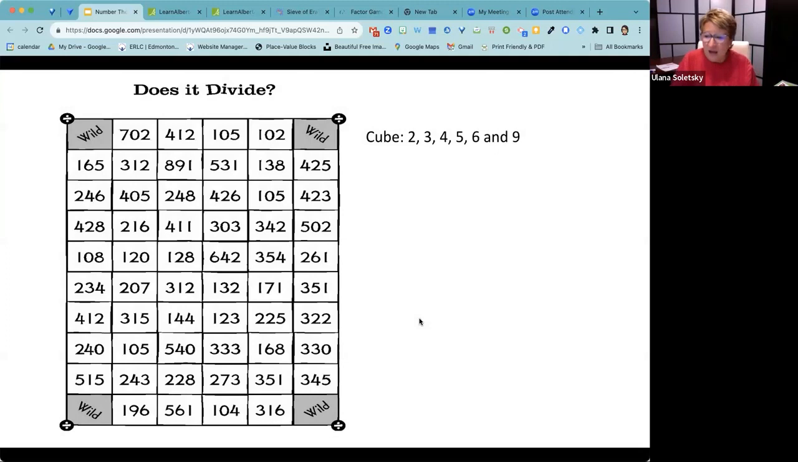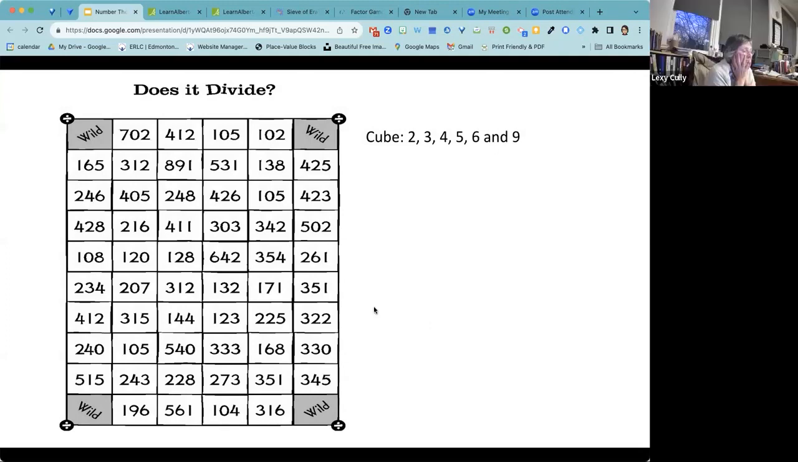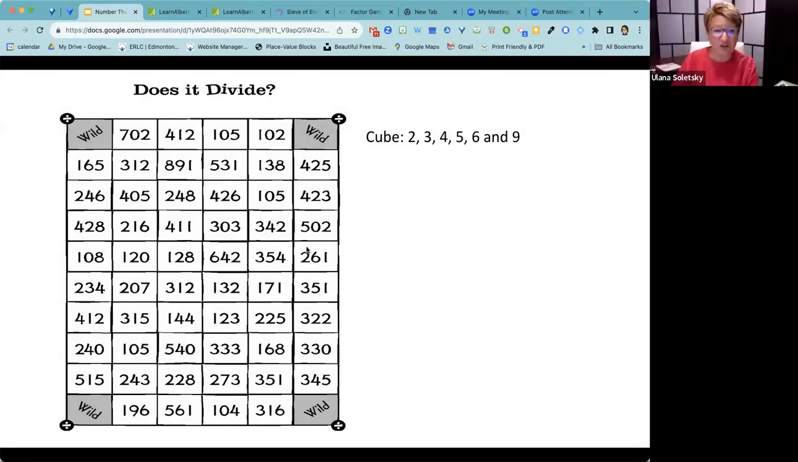Okay. There's also lots of games that I am giving you, like "Does it divide?" You just need to make a cube that is 2, 3, 4, 5, 6, and 9. So just get a cube. Dollarama sells them, and you just put the 2, 3, 4, 5, 6, and 9 on them, and you roll it. And you can play with things. So for example, this is where you can test your divisibility.